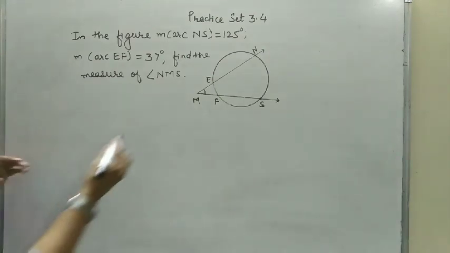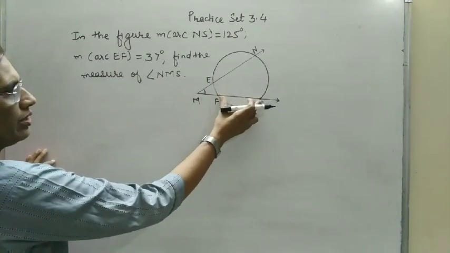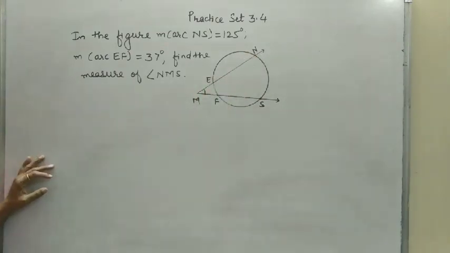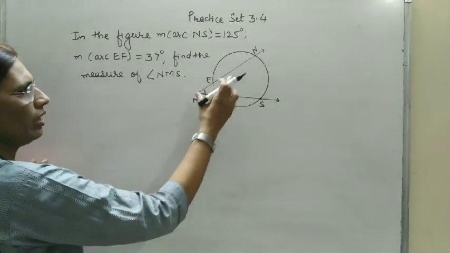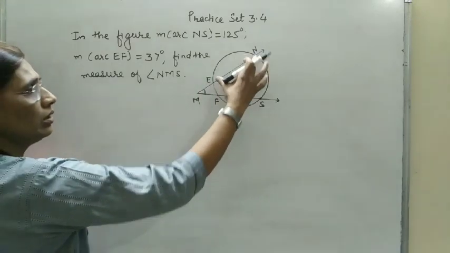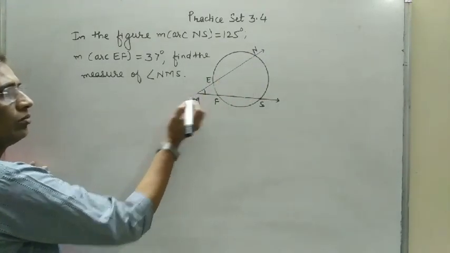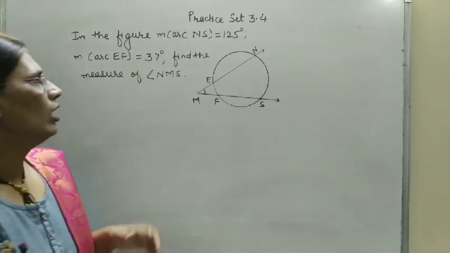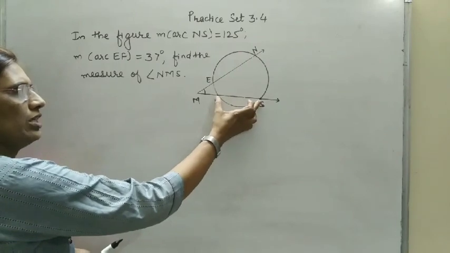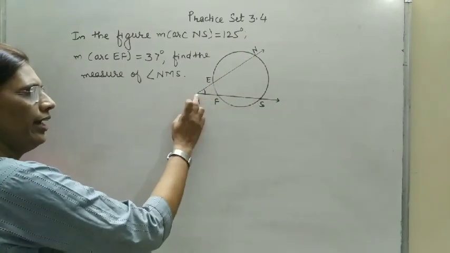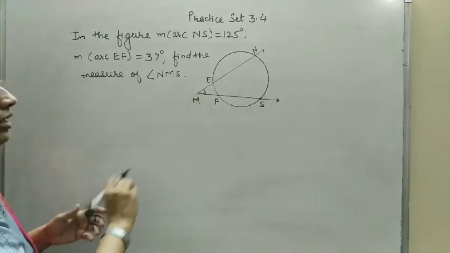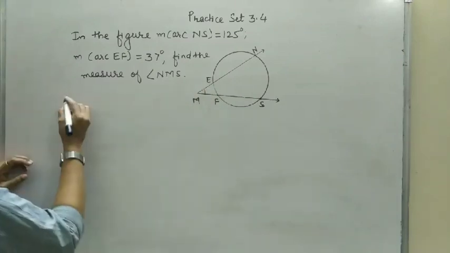Now here, these chords, right? Now this is a line containing chord, line MN and line MS, or you can say these chords intersect each other. Lines containing this chord NE and chord FS meet at the exterior, and this is the angle made by these two lines.